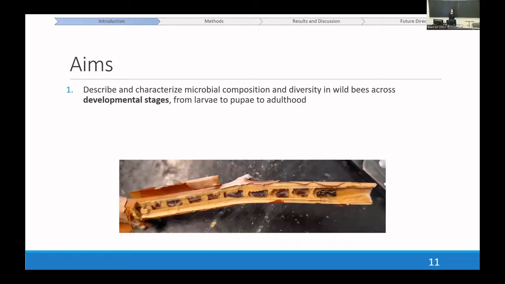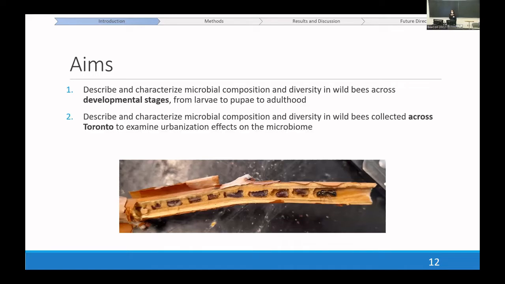The aims of my research project are threefold. The first is to characterize the microbiome across developmental stages, going from larva to pupae to adult. Then to characterize bees across Toronto, across an urbanization gradient, examining variables including land use development, green space availability, annual temperature, and annual precipitation. And thirdly, to examine how urban and rural bees compare. We currently have sites set up at farms about an hour away from Toronto, and so we're comparing urban and rural bees.